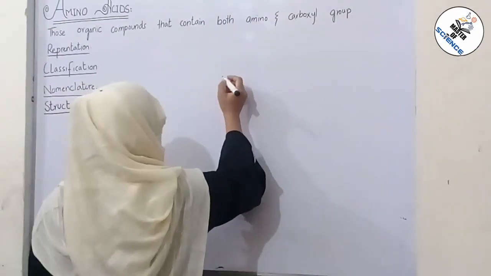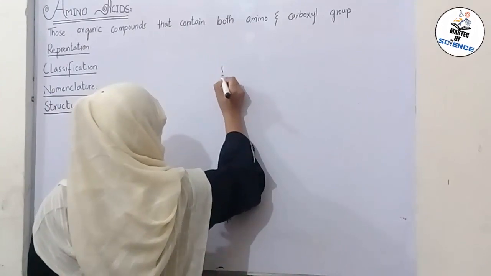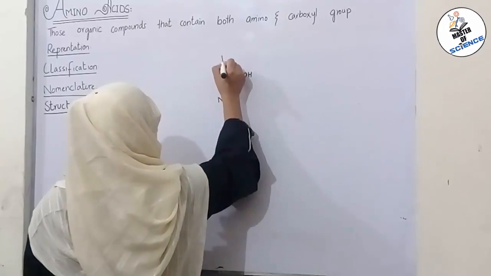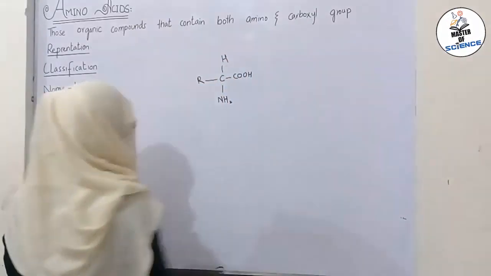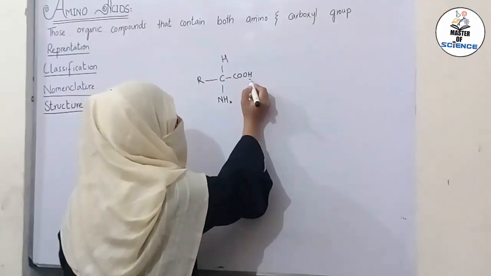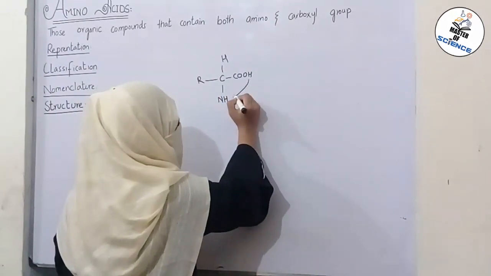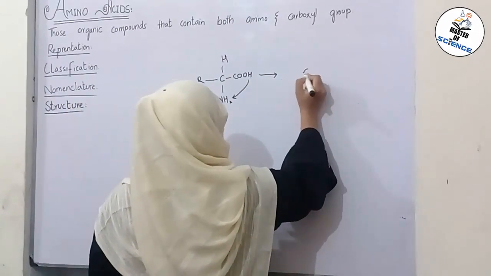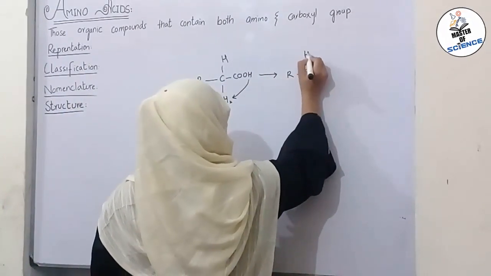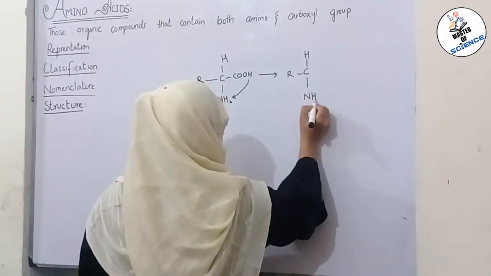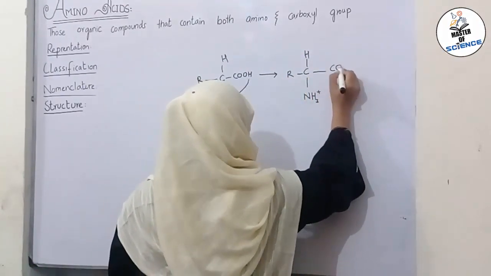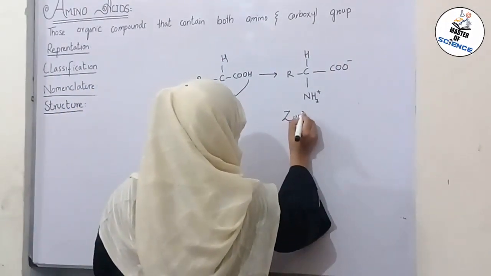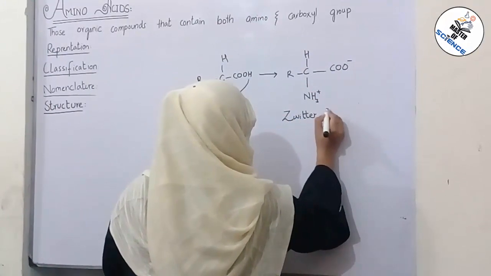Look here, COOH, NH2. This carboxyl group donates its proton to this amine group, then it will be converted into NH3 positive, COO negative. This is called a zwitterion. It is also called an internal salt.